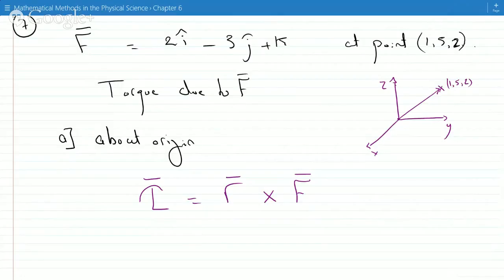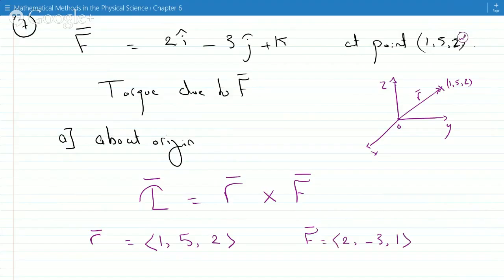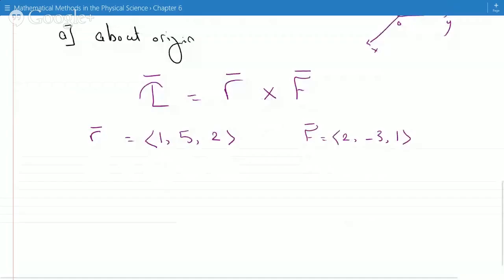So technically, because we have the coordinates of the origin 0, 0, 0, vector r will be the same. It's invariant. The coordinates for that point are themselves the coordinates of the vector. And we know that f is just 2, minus 3, 1. And now we can go ahead to find the torque.